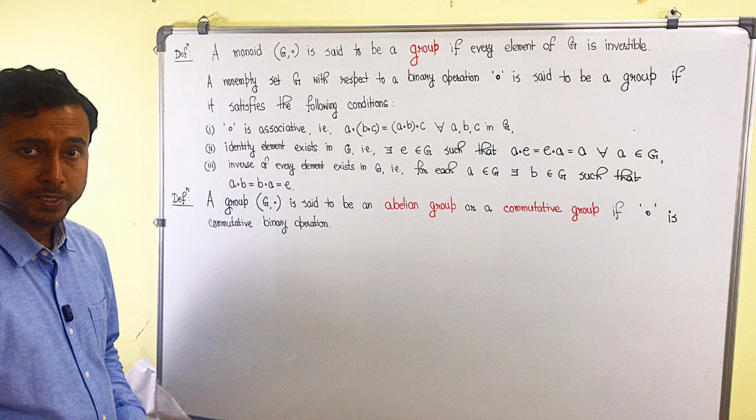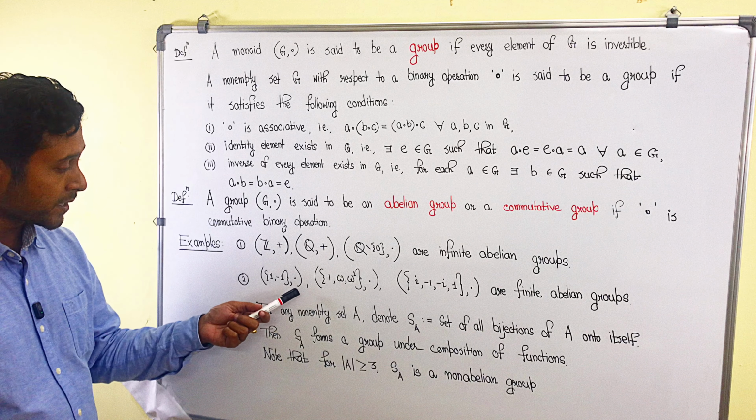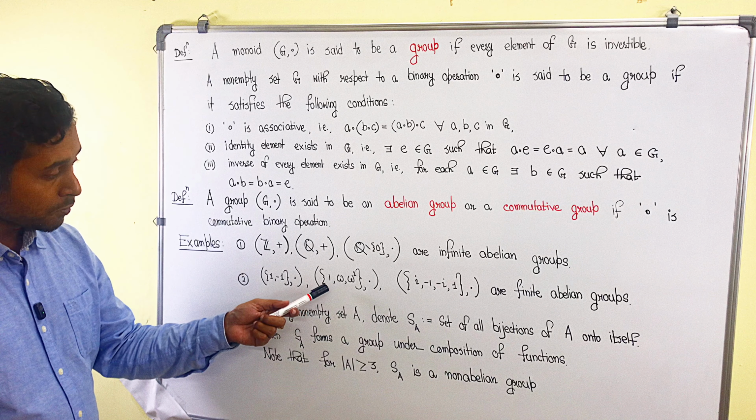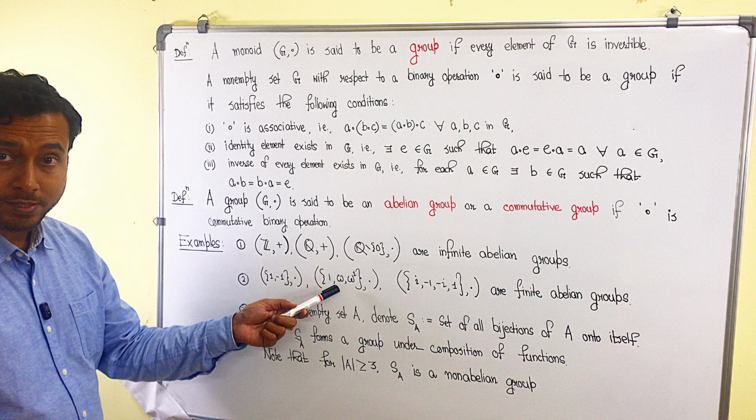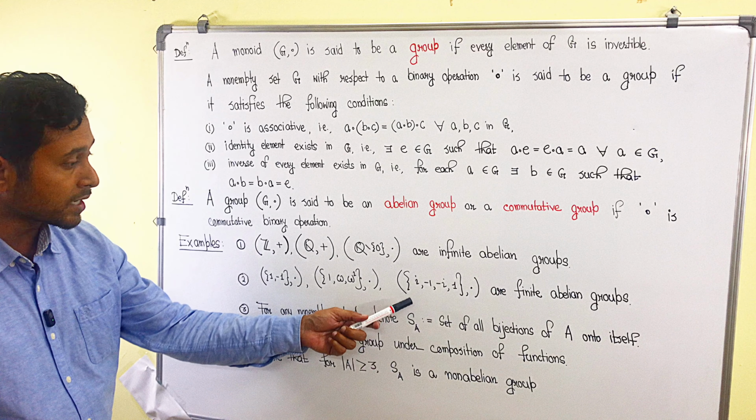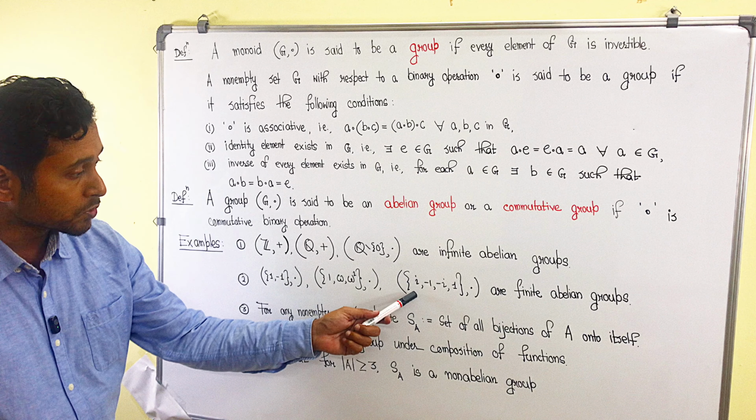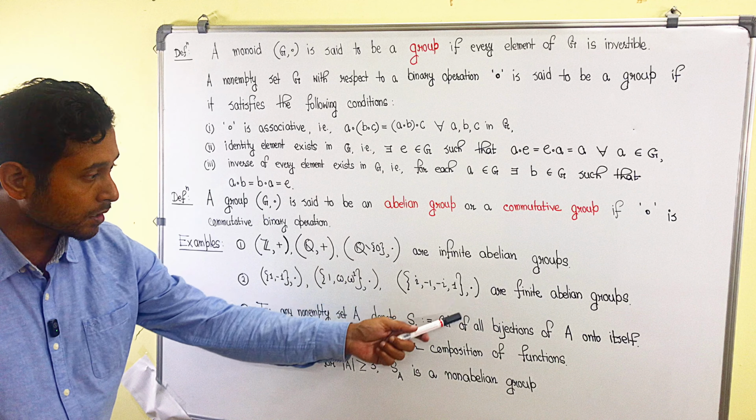And if we want to have finite abelian groups, then we can take the nth roots of unity under multiplication. For example, plus or minus 1, that is the square roots of unity under multiplication, forms a group. Similarly, 1, omega, omega square, where omega is a primitive cube root of unity, also forms a group under multiplication. Similarly, here i is the primitive fourth root of unity under multiplication. That set of fourth roots of unity will give you a group structure.